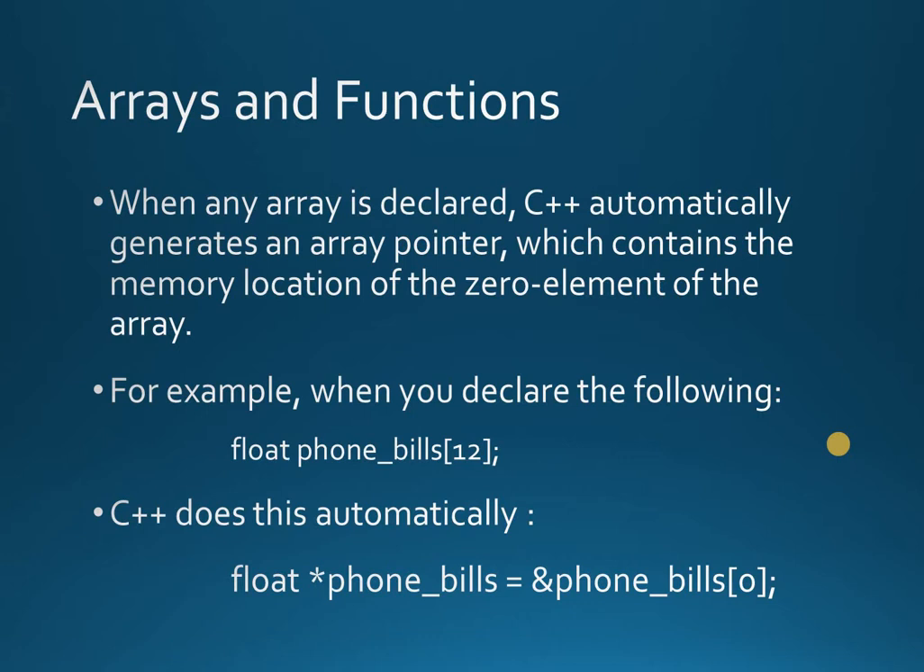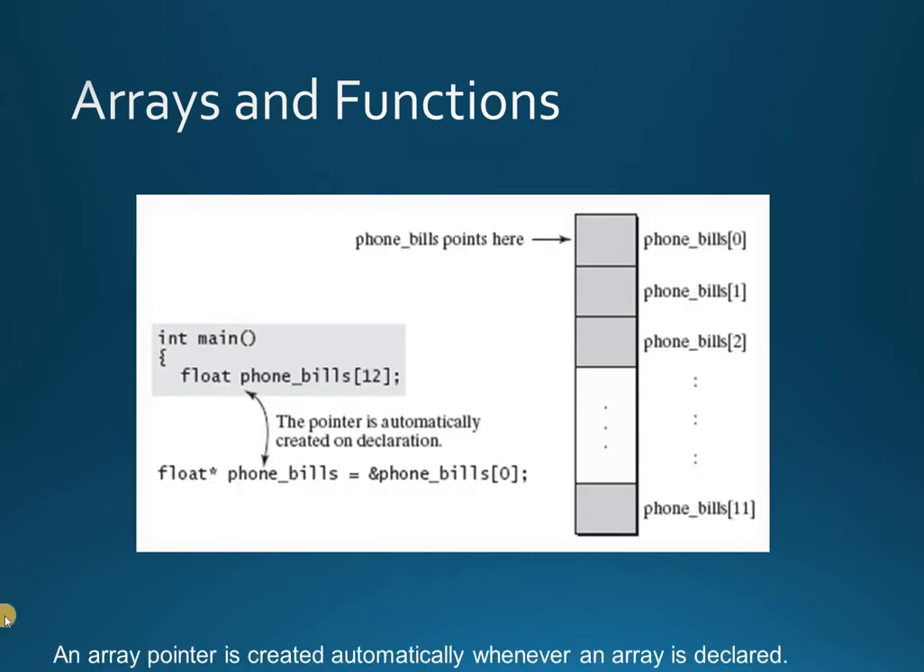The really super part about arrays is that when we create an array, C++ automatically gives us a pointer with the array, and it points to the first element in the array. Here's our phone bills array, float phoneBills[12], and what C++ does behind the scenes is float *phoneBills. Remember how we declare pointers? So this is actually a variable containing an address, and that is the address of the 0th element.